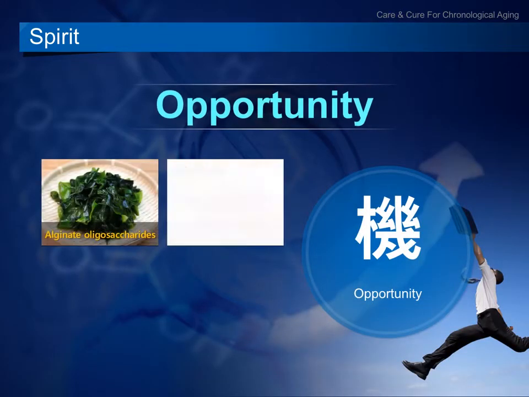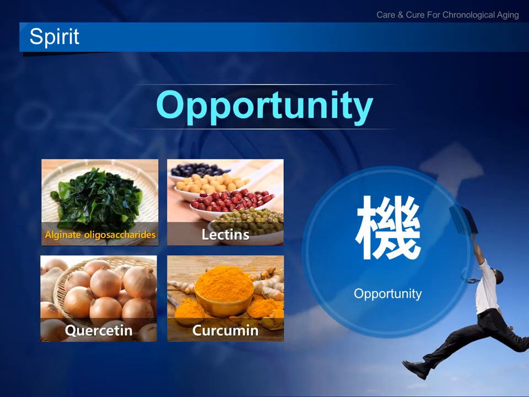But if we switch our viewpoint of crisis into one of opportunity, we can see natural food products from agriculture and aquaculture that can be used to fight metabolic syndrome like alginate oligosaccharides, lectins, quercetin, and curcumin. We chose to focus on alginate oligosaccharide. Here, we will discuss the role of alginate oligosaccharide originated from edible seaweed.